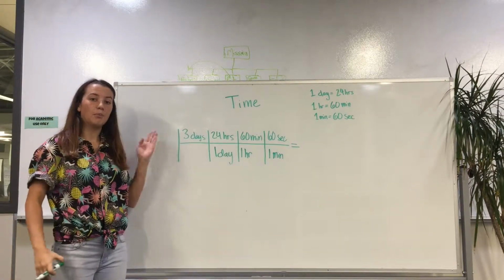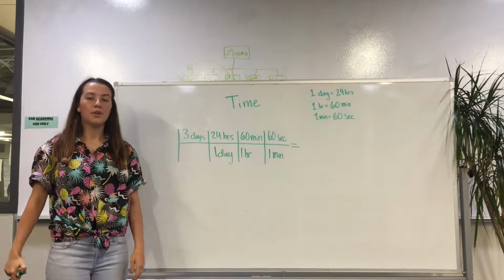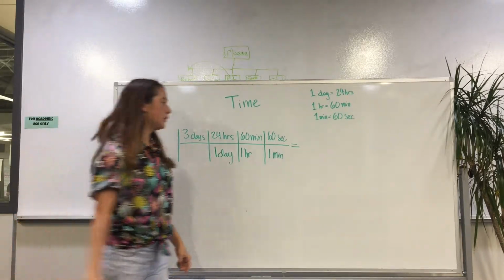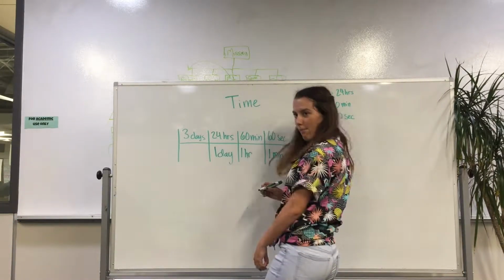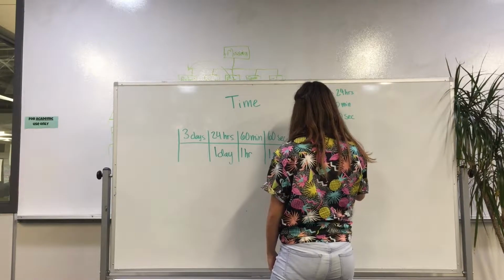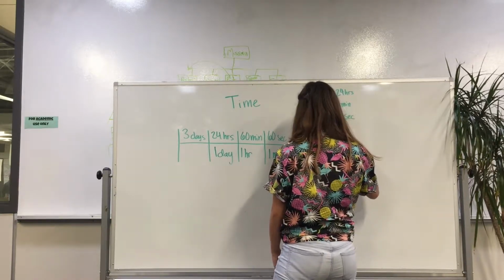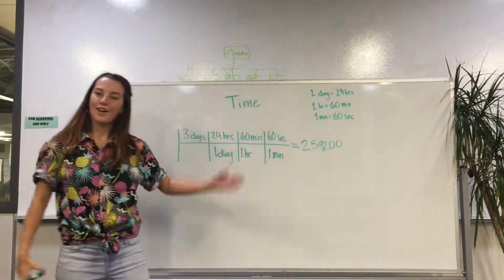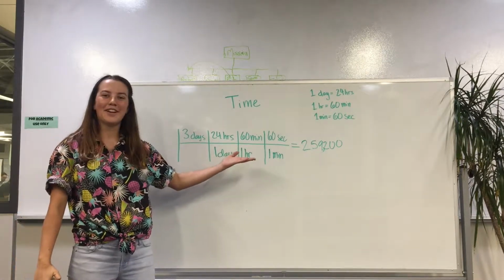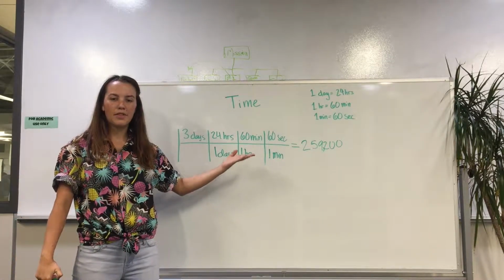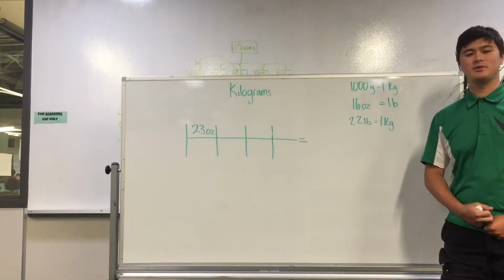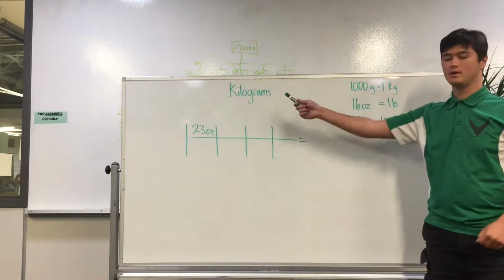So, if we were to multiply all of these values together, we would get that 3 days is equal to 259,200 seconds. The next unit we need to convert is mass, which is in kilograms.